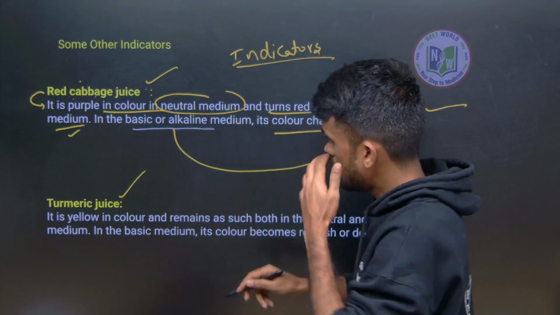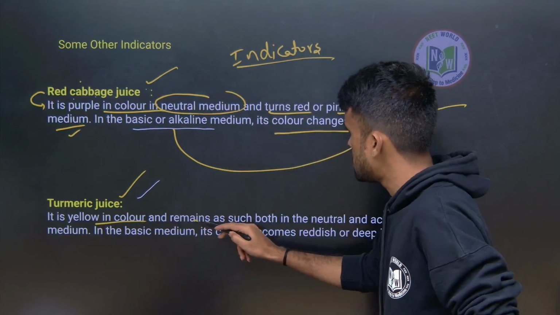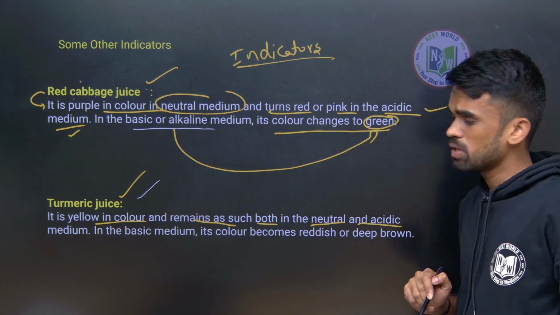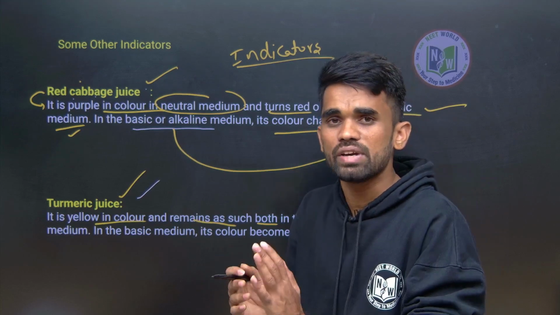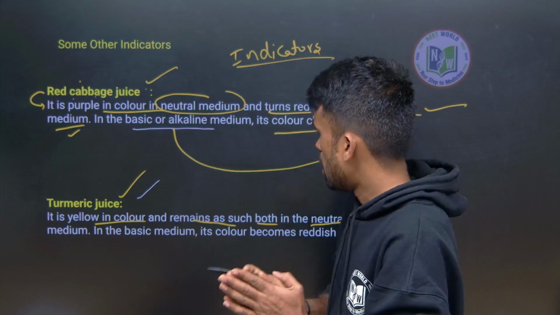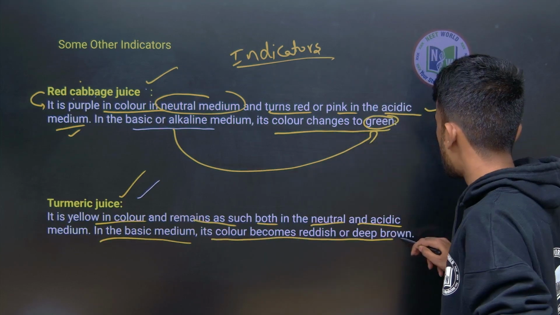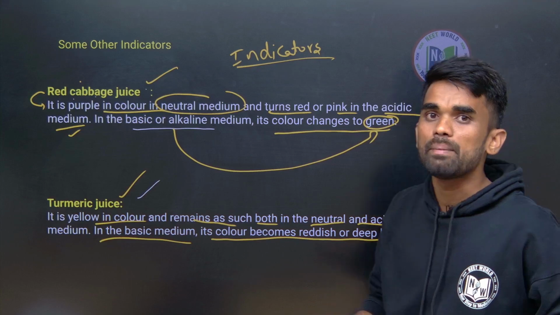Next, turmeric juice. Turmeric juice is yellow in color and remains the same both in acidic as well as neutral medium. There is no color change when we keep it in the acidic medium or in the neutral medium. In the basic medium, what happens? Its color becomes reddish or deep brown. So yellow changes to red color in the basic medium.